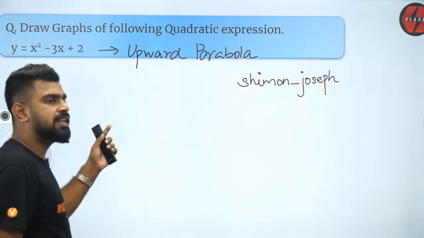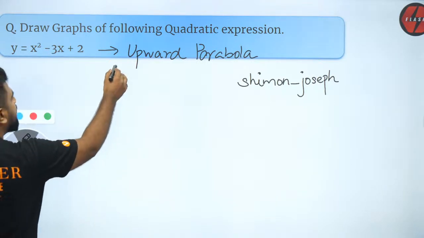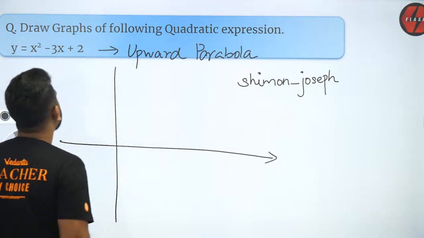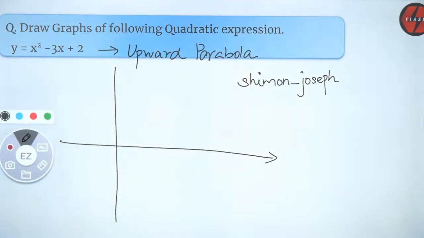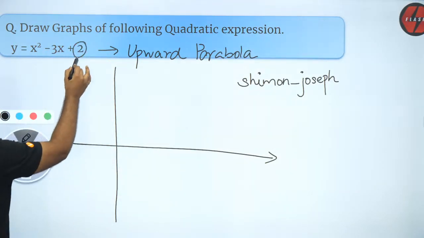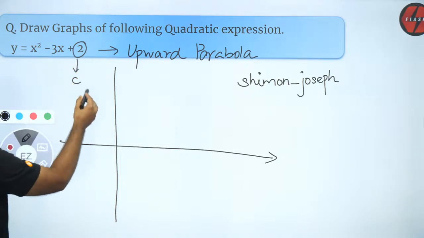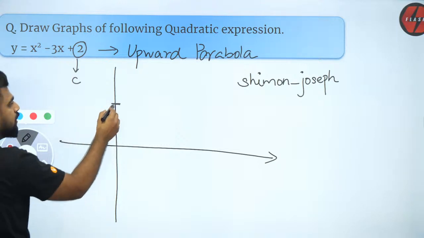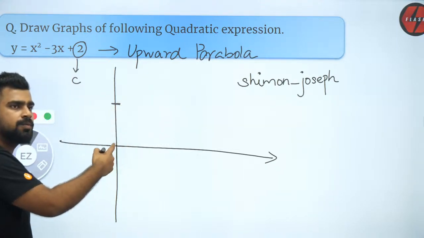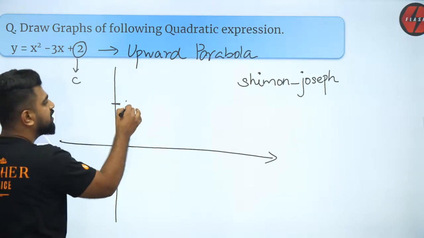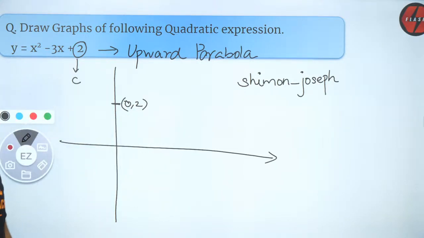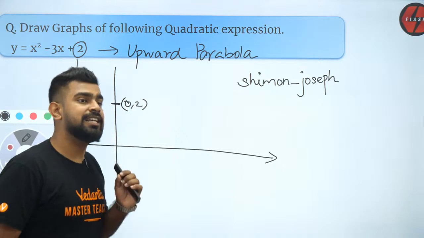Now, let me draw the x-axis and the y-axis. So now, we know that 2 is your C, the place where it cuts the y-axis. So this is going to be (0, 2). Are you all clear with it?